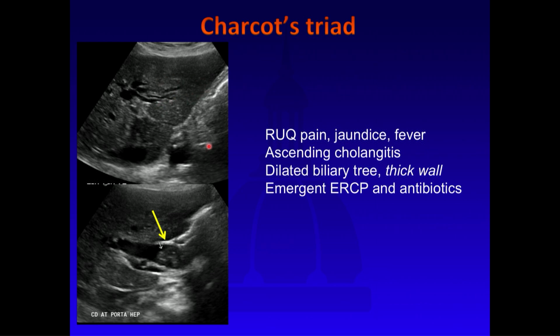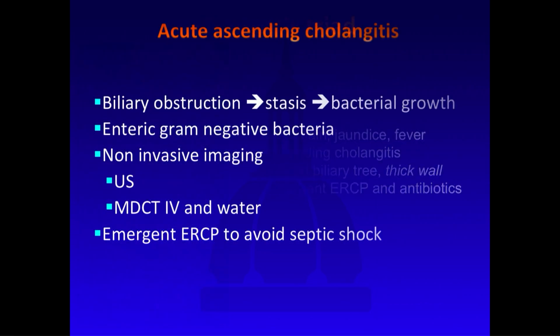But anyway, if you have a patient with right upper quadrant pain, jaundice, and fever, this is an emergency. By definition, a Charcot's triad, you have to think about the possibility of ascending cholangitis. So this patient is an emergency, right? Because they become septic very quickly. So pick up the phone, call the GI doctor, and this patient will have emergency ERCP as well as intravenous antibiotics. What happens in these entities is there is biliary obstruction leading to stasis and bacterial overgrowth. Typically, it's enteric gram-negative bacteria.